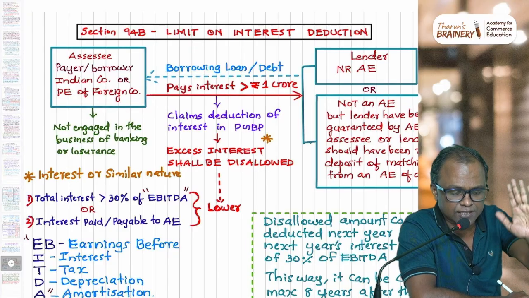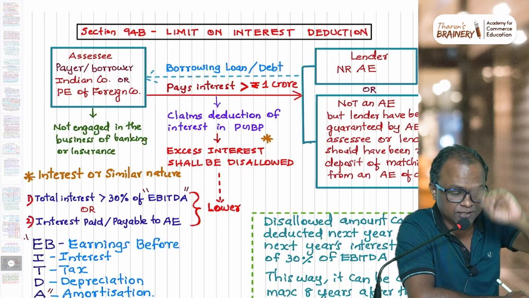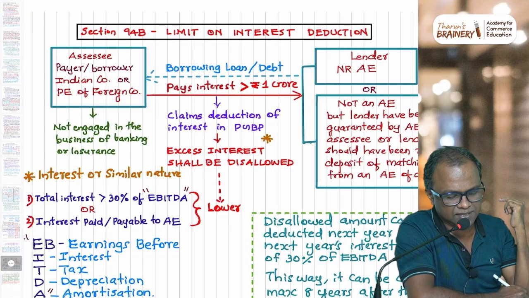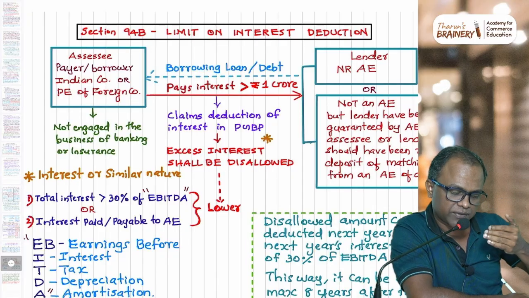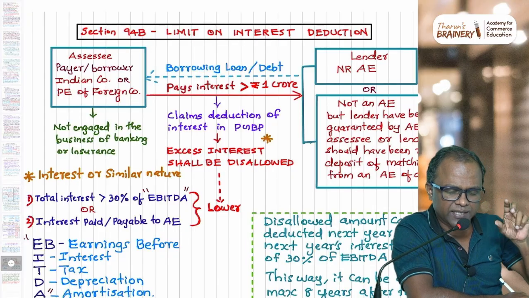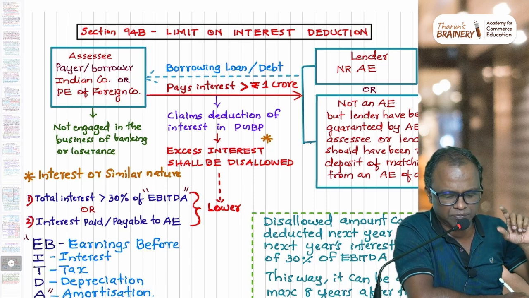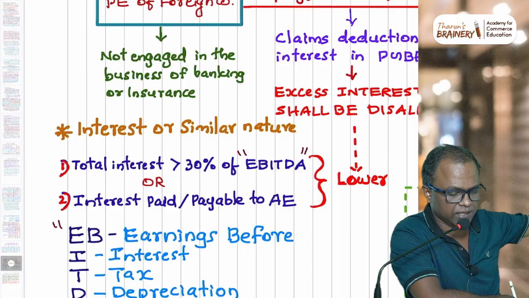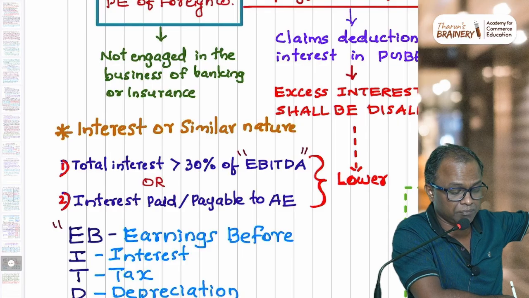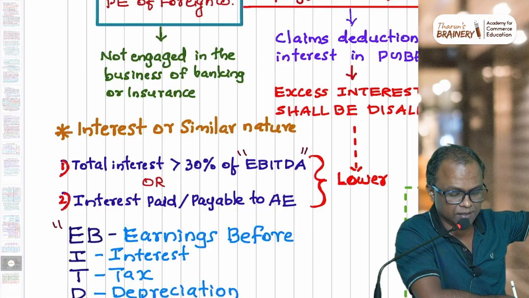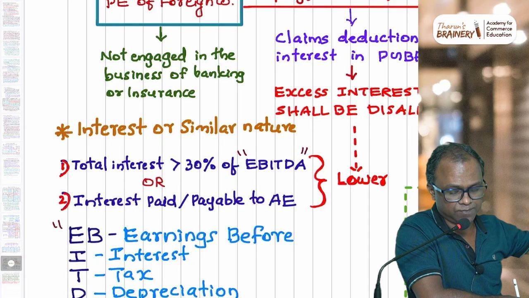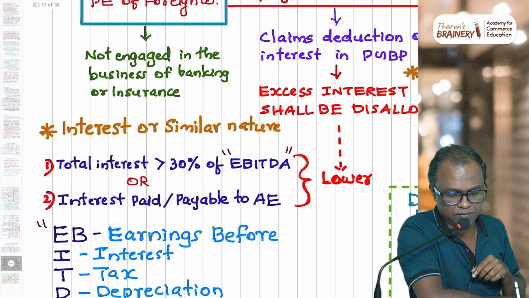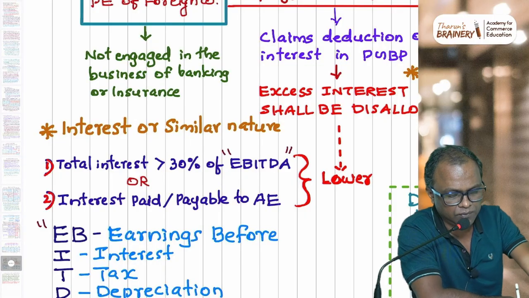But AE interest exceeds 1 crore. Including AE interest, if total interest exceeds 30% of EBITDA, out of the excess interest, whatever AE interest is included in that excess amount will be disallowed. So they are saying in another way, total interest in excess of 30% of EBITDA. Remember, total interest means interest to AE as well as non-AE, exceeds 30% of EBITDA, or interest paid or payable to AE, whichever is lower, should be disallowed.